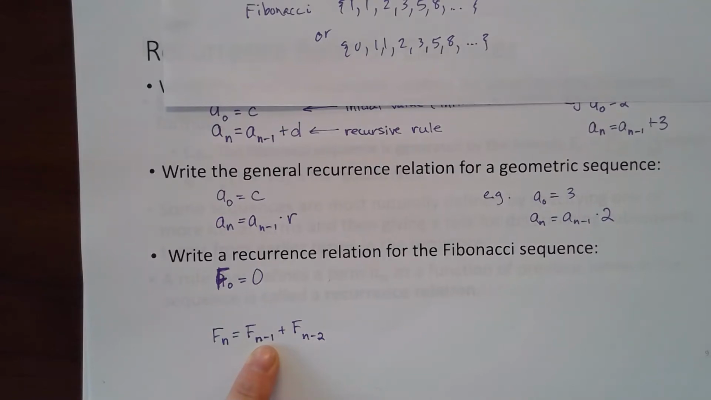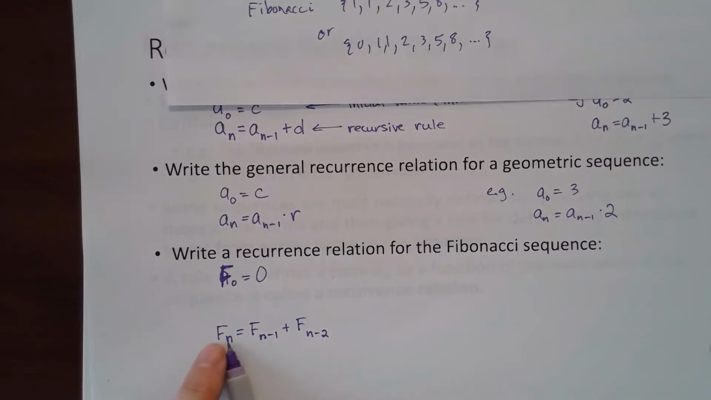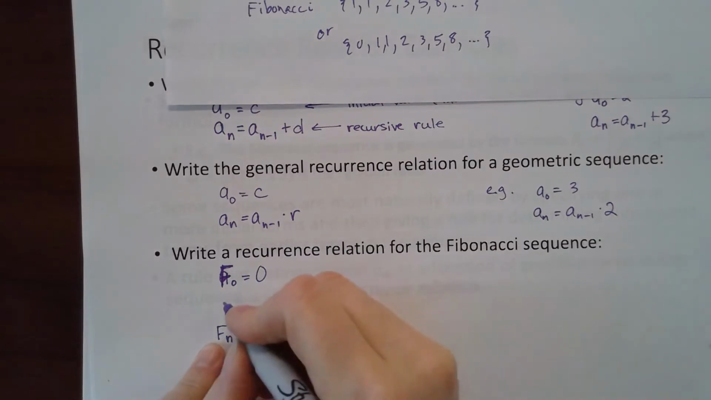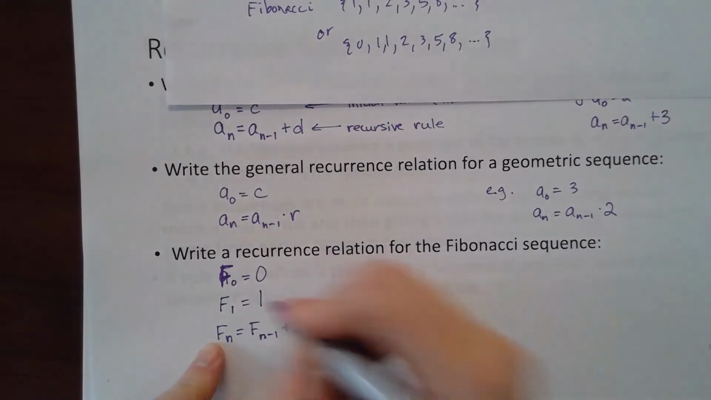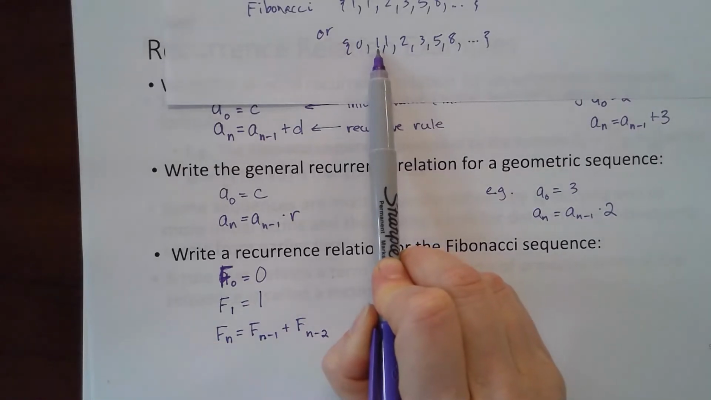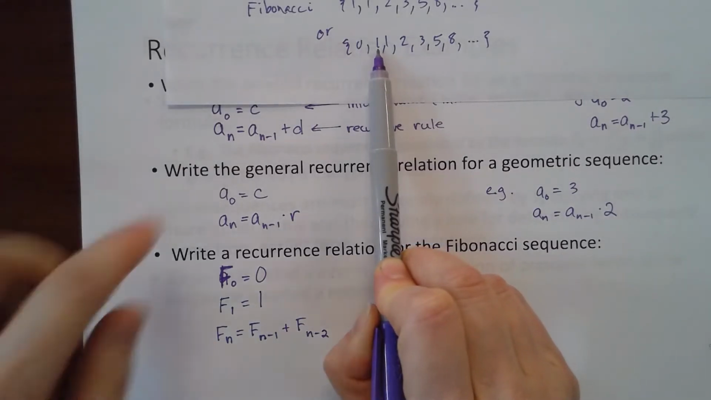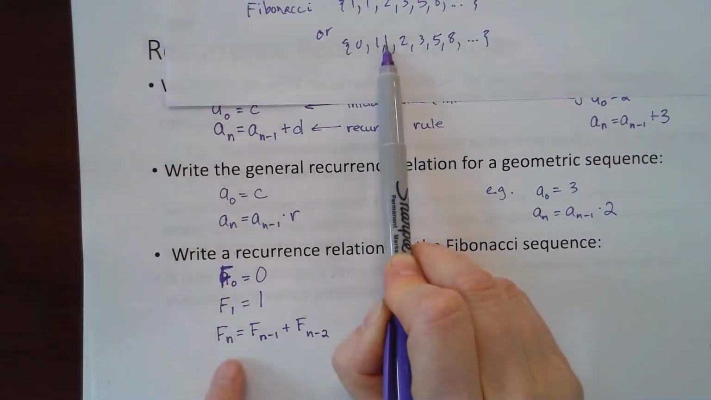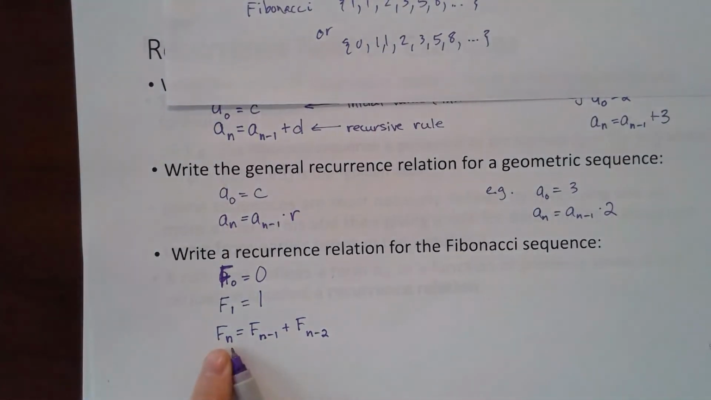Because I have to go back 2 spots from my current position, I need to have 2 initial conditions. 1 is not going to do it. I would have to list 2 initial conditions, an F0 and an F1, which is 1. So I'd have to have both of these as my initial conditions, and I need 2 things to get the sequence started. And now, the first place that I can apply my recursive rule would be the next spot, at F sub 2. If I want to find f sub 2, that would be f sub 1, which is 1, plus f sub 0, which is 0. Now I can do the rule.